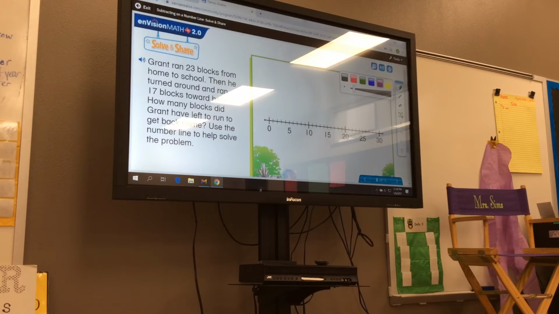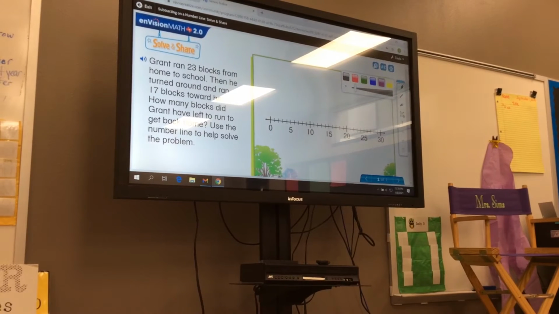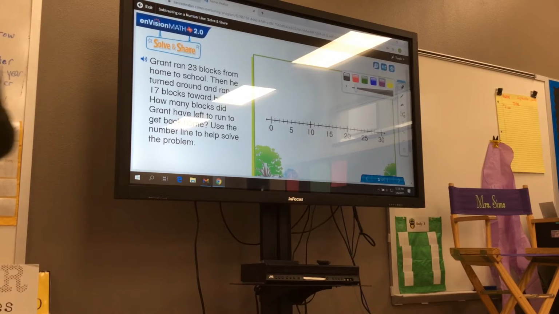Okay, and then we're going to evaluate and solve as our E and our S. Okay, it wants us to use the number line to help us solve the problem. So you're going to start at 0. I'm going to start at 0. I'm going to show you over here.